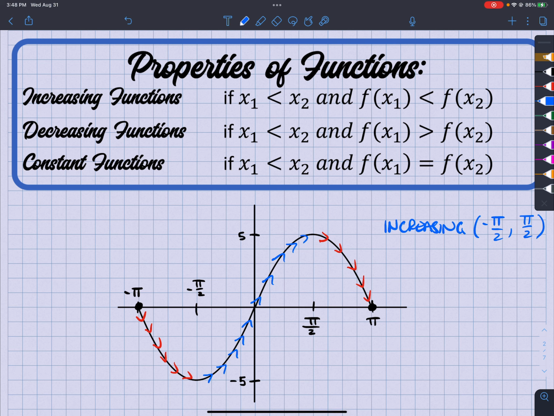And notice that I'm using parentheses because right here is where we transition from increasing to decreasing, and vice versa here, we're in transition from decreasing to increasing. So in those transition points, we can't say that they're increasing, decreasing, or constant. So when we're talking about this, these are always going to be open intervals. Okay? Always going to be all open intervals.